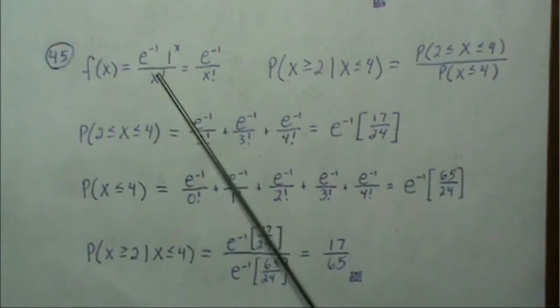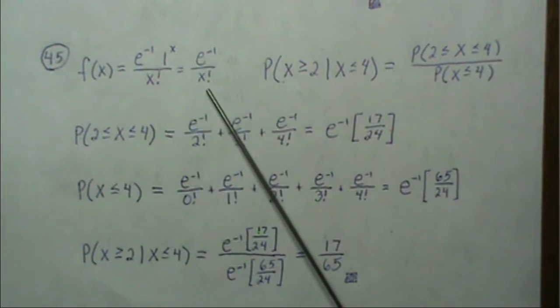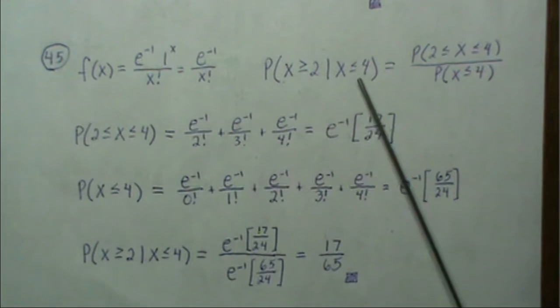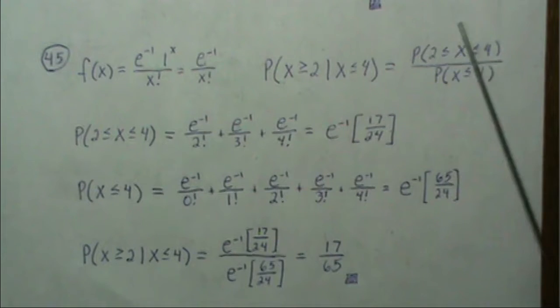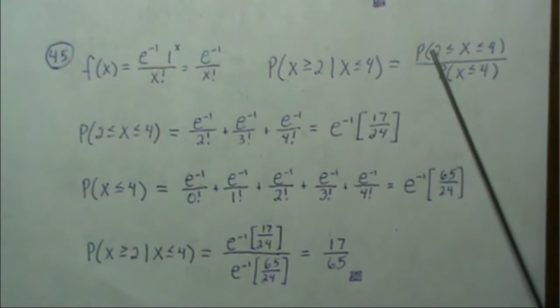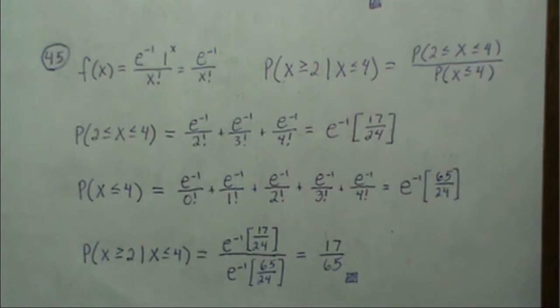And then that reduces to this, so that's our probability mass function. The probability that x is greater than 2 given x less than or equal to 4 can be rearranged to this: the intersection of these two, so x is between 2 and 4, divided by the probability that x is less than or equal to 4. So we're going to work on this in pieces.